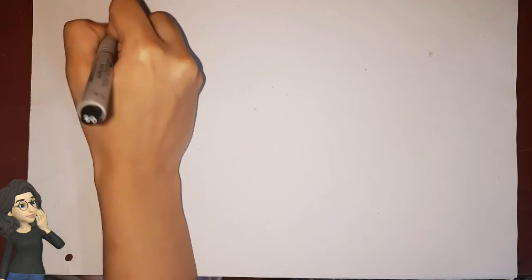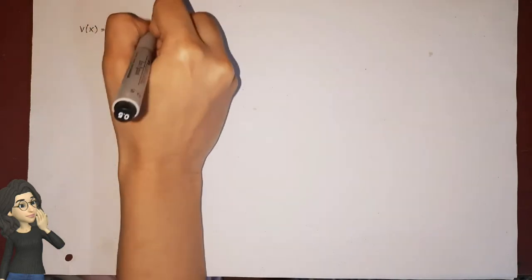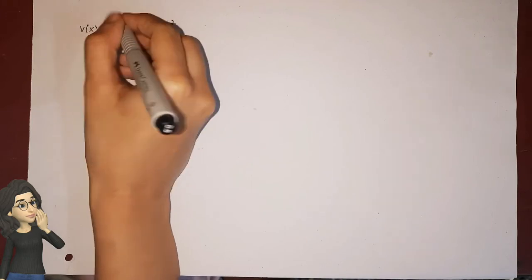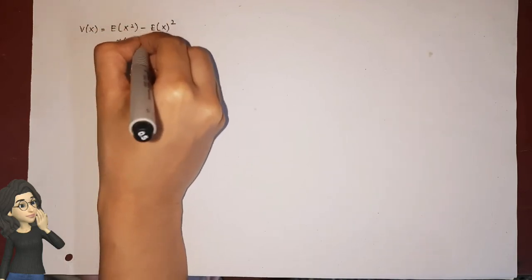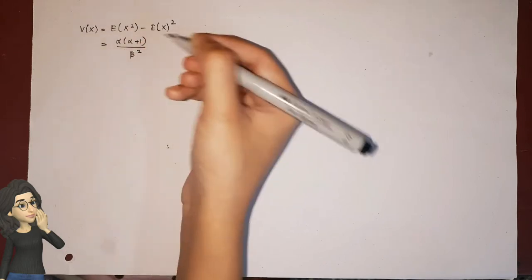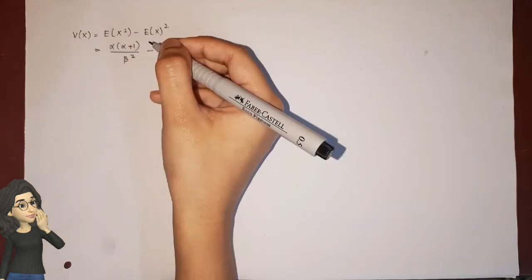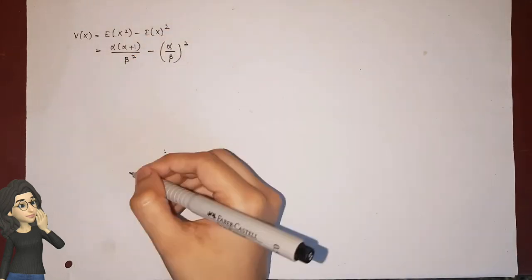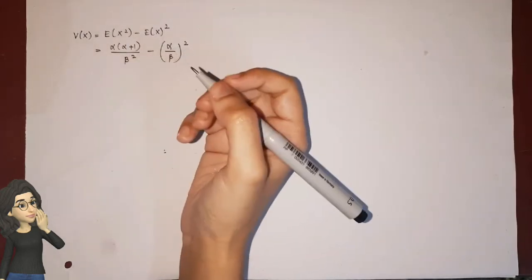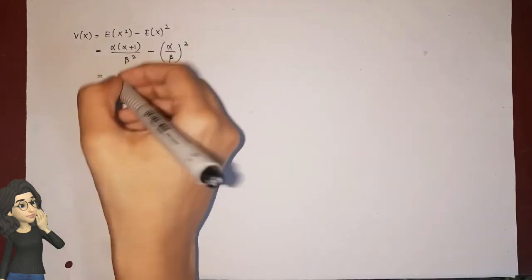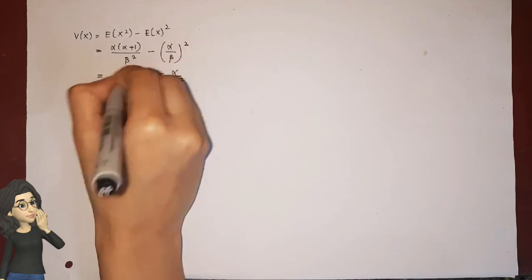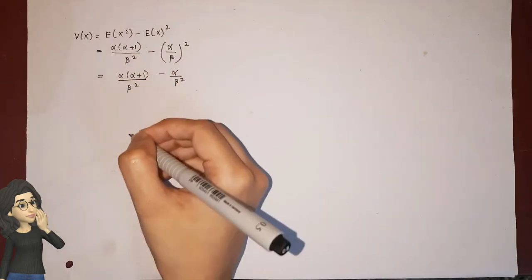Now we require to find the variance of x, where variance of x is equal to expectation of x square minus expectation of x the whole square. So we know expectation of x square is equal to alpha into alpha plus 1 divided by beta square, minus expectation of x, which is equal to alpha by beta, and its square. So this is the variance of x, which is equal to alpha into alpha plus 1 minus alpha by beta square. Here also we do have this alpha by beta square.